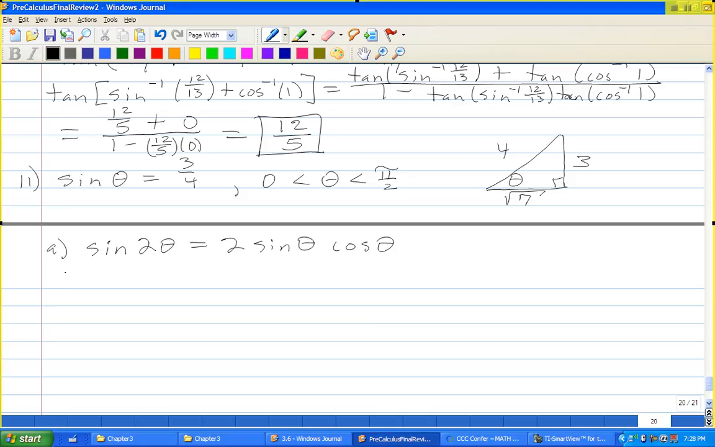And so this is 2 sine of theta is 3/4. Cosine of theta is rad 7 over 4, which is 3 rad 7 over 8.